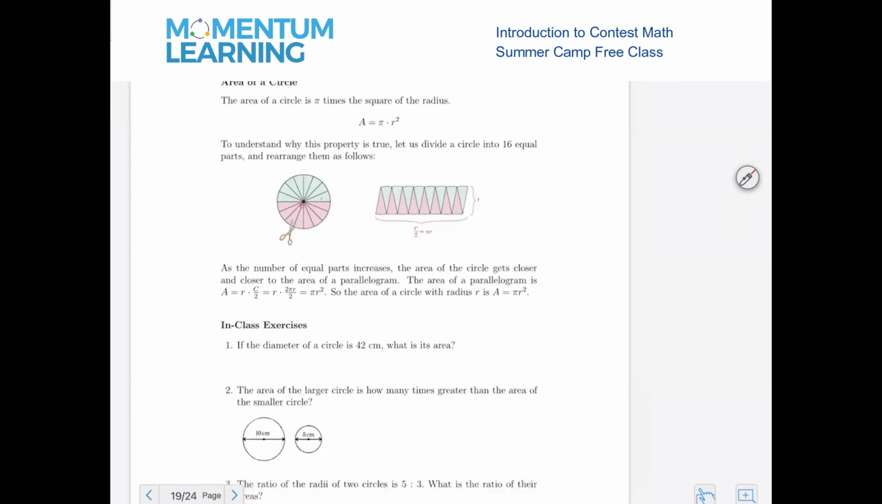Now we also talk about the area. The area of a circle is pi times the square of the radius, right? To do this, we can divide the circle into, let's say here, 16 equal parts, and you can see that this is the circumference and this is the height. If we increase the number of equal parts, the area of the circle gets closer to the area of a parallelogram. So that's how we get pi r squared.